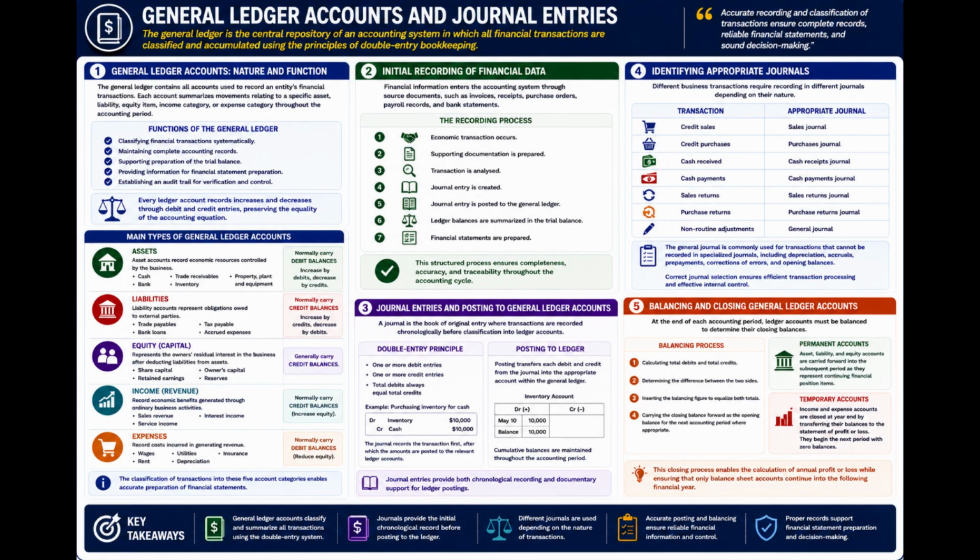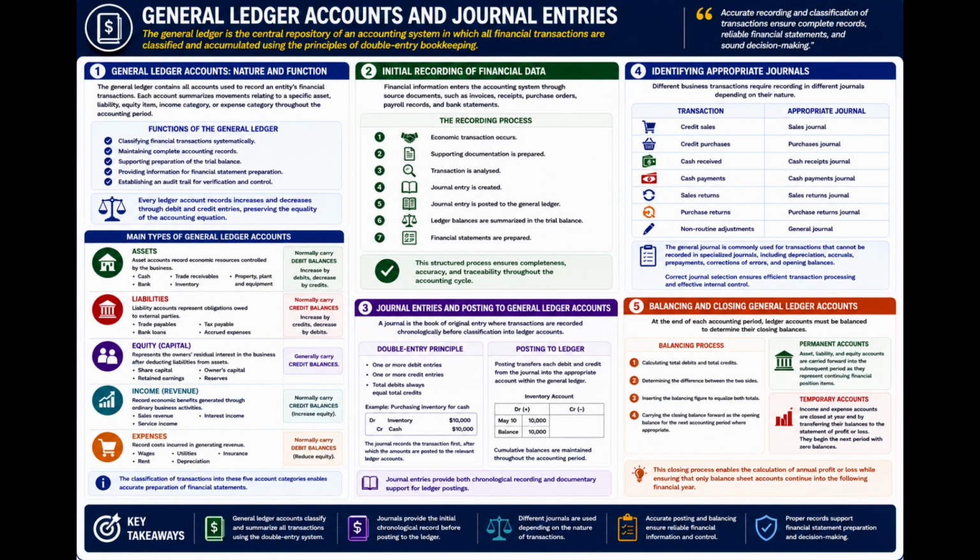The journal records the transaction first, after which the amounts are posted to the relevant ledger accounts. Posting transfers each debit and credit from the journal into the appropriate account within the general ledger, allowing cumulative balances to be maintained throughout the accounting period. Journal entries therefore provide both chronological recording and documentary support for ledger postings.